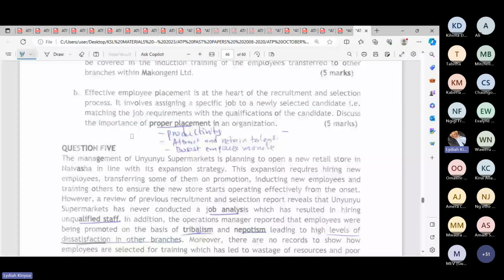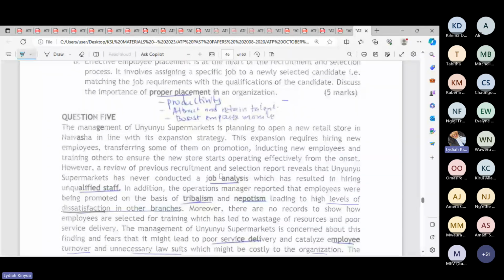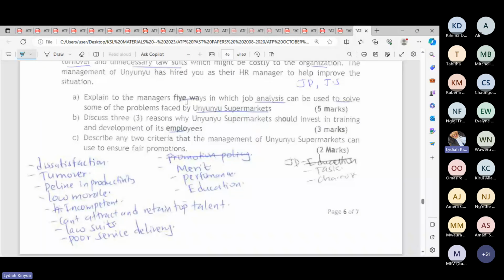Equally, the question can be like the opposite. Like the question would ask you, discuss the import of not properly placing people in an organization. So you answer the point in reverse. You're not able to get productivity. So the question can be, oh yeah, I told you about job analysis. Five ways in which job analysis can be used to solve some problems. So if you know what job analysis is, the content, the objective of job analysis, then you can tell us how job analysis can be used to resolve our issues.